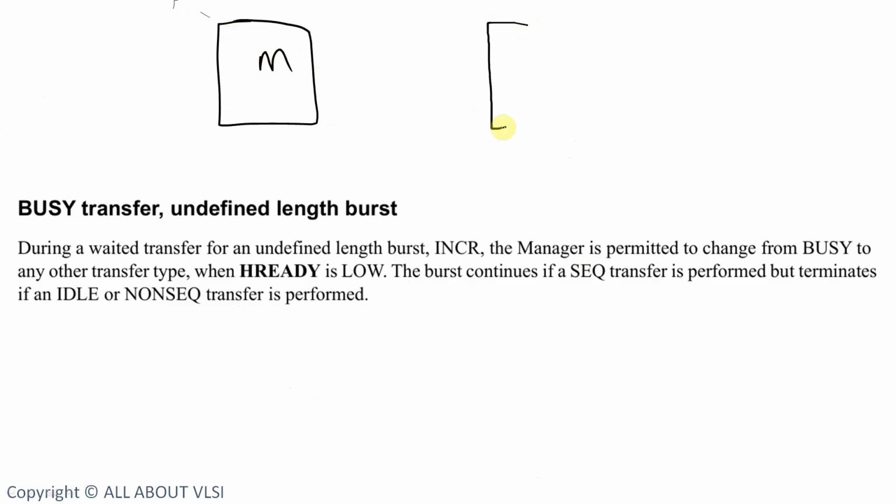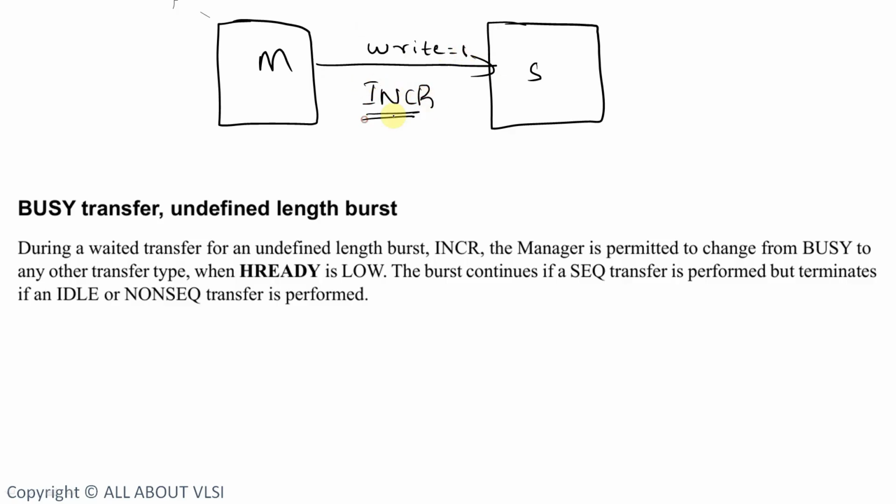We have a manager and a slave like this. Let's say the manager is performing a write operation, that is write is equal to 1, and let's say it is an INCR burst. What do you mean by INCR burst? INCR burst is nothing but an undefined length burst.